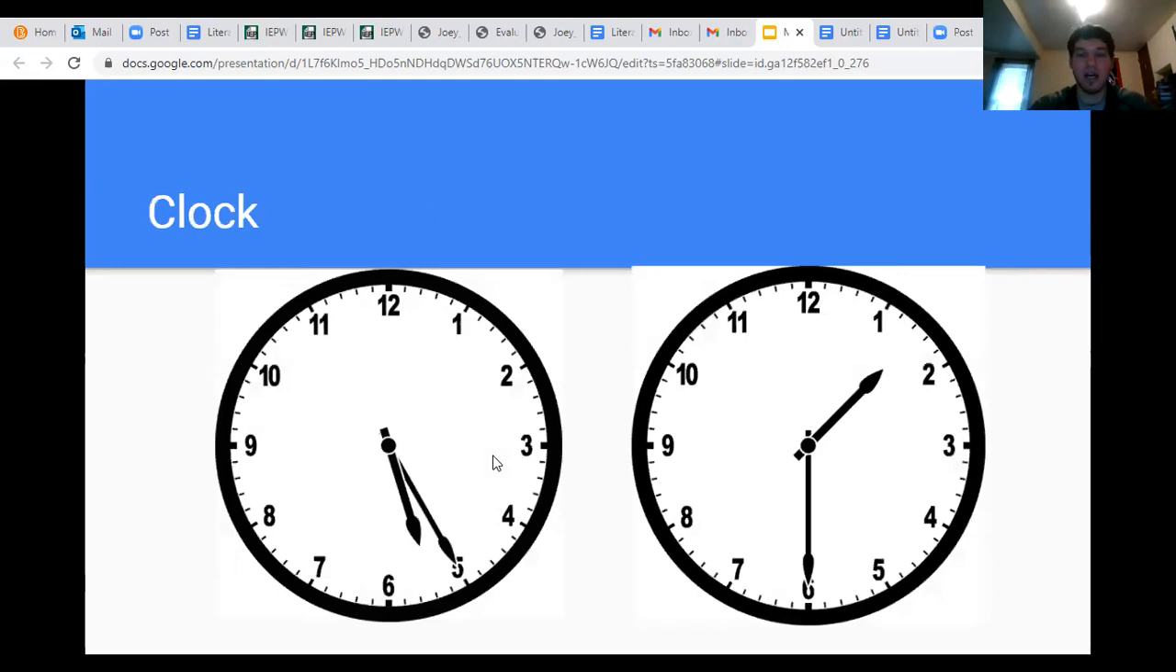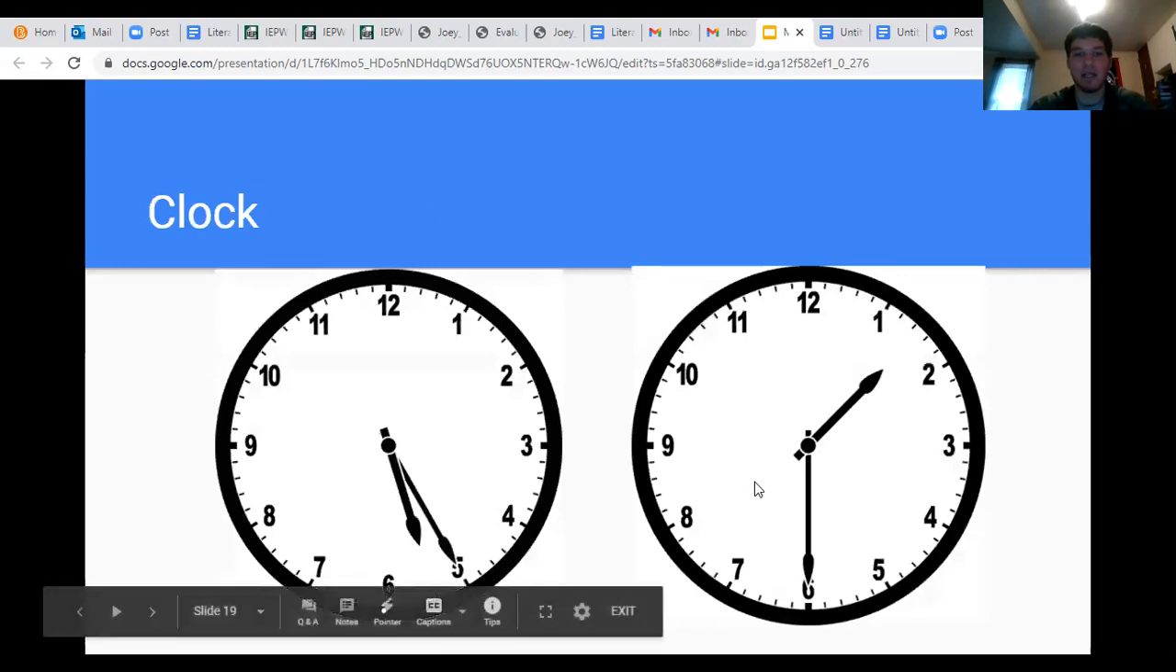Now, class, I want you to try to solve these again as you pause the video, and we will come back to this once you are done. As the students come back, you will see on the clock on the left is 5:25 and the clock on the right is 1:30.